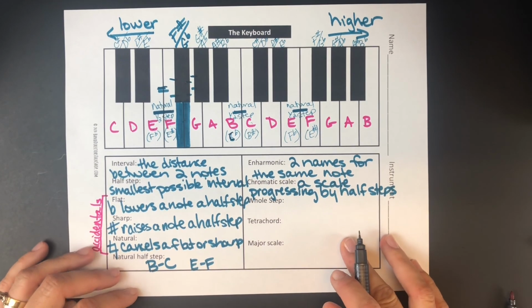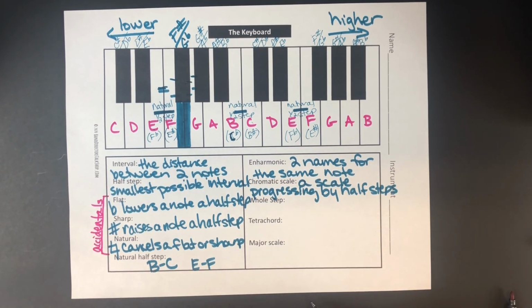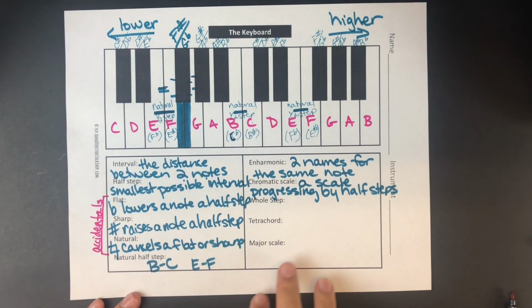Enharmonic is two names for the same note. Two names for the same note is enharmonic. And a chromatic scale is a scale progressing by half steps. A scale going up and down by half steps, playing every note on the keyboard.